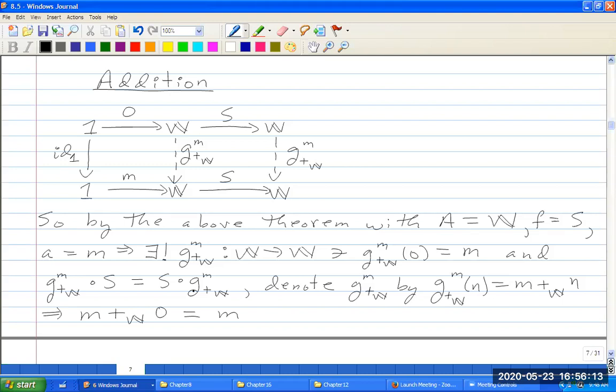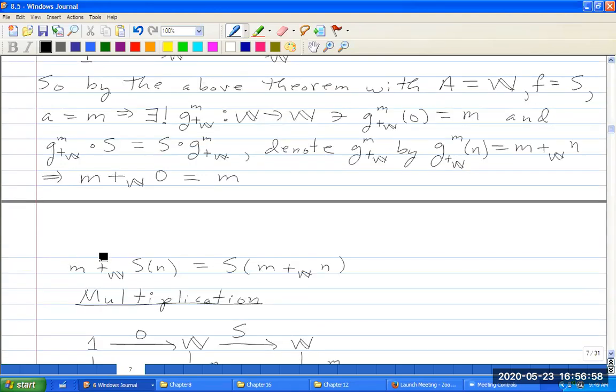We'll just denote this G superscript M plus as plus. It's adding M. So now easier notation. So G superscript M evaluated at N is just M plus N. And so this says that M plus 0 is M, and this notation says that M plus the number after N is the same as the number after M plus N. So 3 plus the number after 5 is the same as the successor of 3 plus 5.